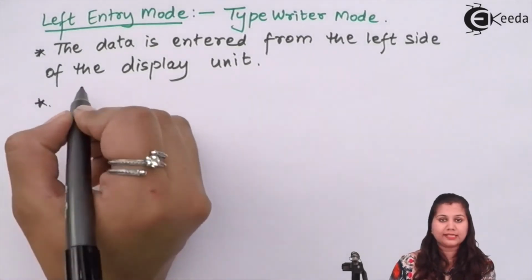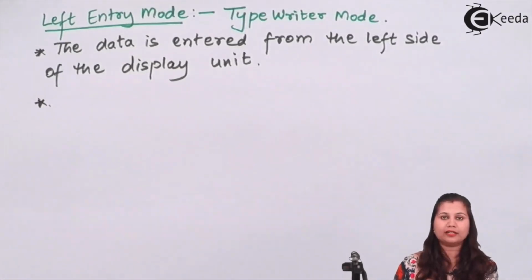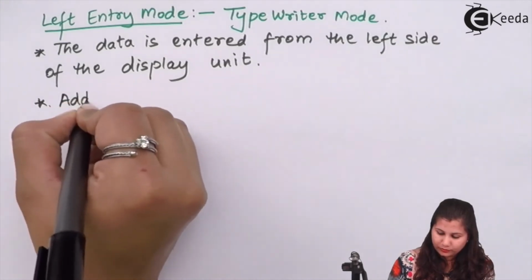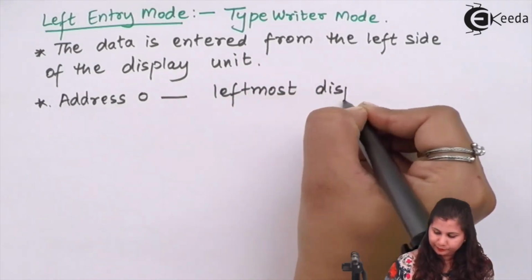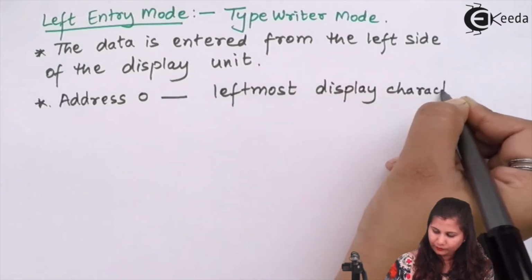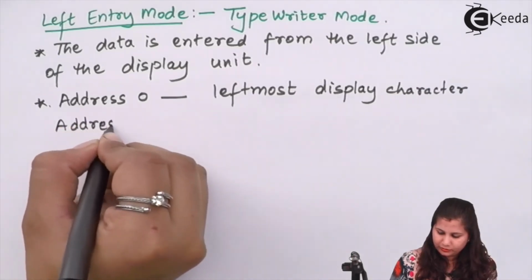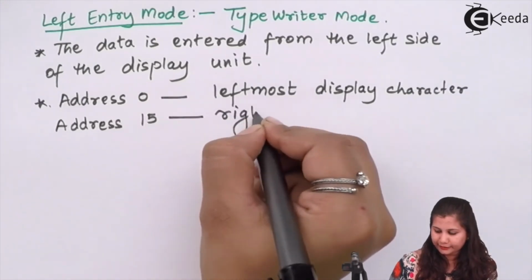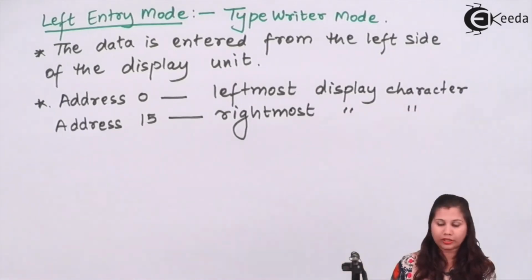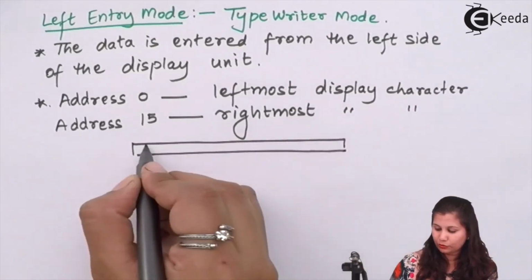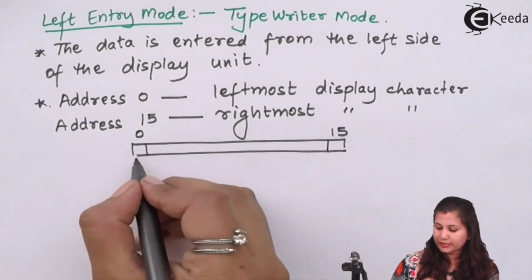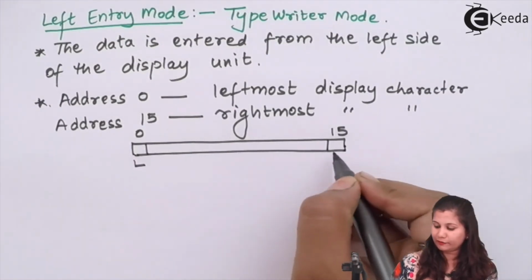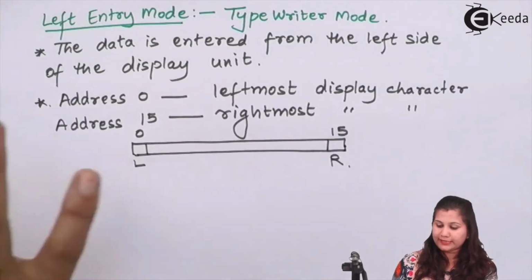So we can say that address 0 of the display RAM will contain the leftmost character, and address 15 of the display RAM will contain the last character. Okay, so address 0 contains the leftmost display character, and address 15 contains the rightmost character. If we have addresses starting from 0 to 15, because we have a 16 byte display RAM, then address 0 is going to contain the leftmost character, and address 15 is going to contain the rightmost character. So this is the left entry mode.